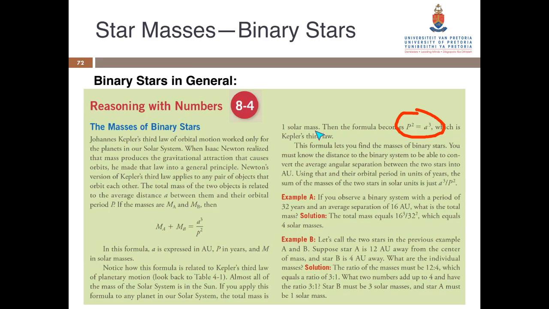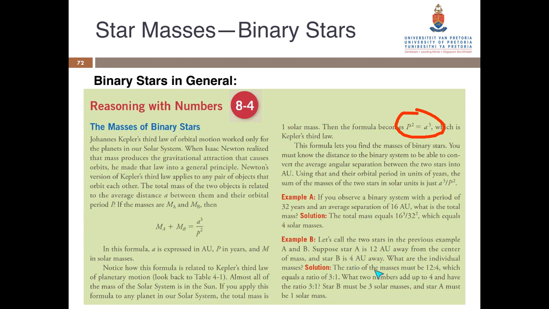So if we look at an example, if you observe a binary system with a period of 32 years and an average separation of 16 AU, what is the total mass? Here, you just plug it into the equation and you can calculate m, the mass. Or you can do the other way around. I can give you the orbital period, or I can give you one of the other variables, and then you have to solve it. So for example B, let's call the two stars in the previous example star A and star B. And suppose star A is 12 AU from the center of mass, and star B is 4 AU away. What are the individual masses?